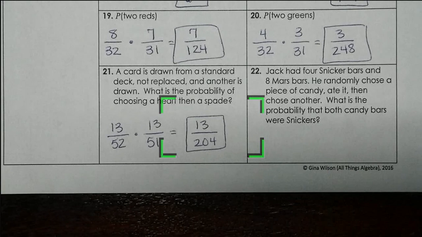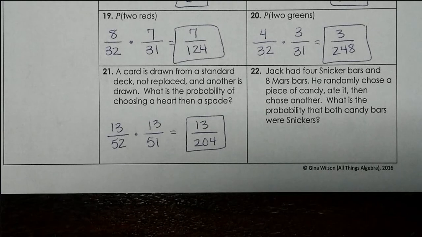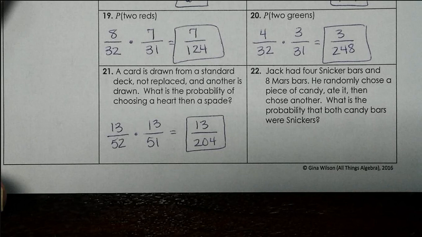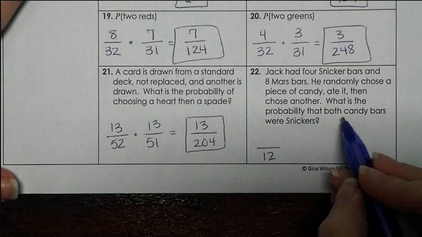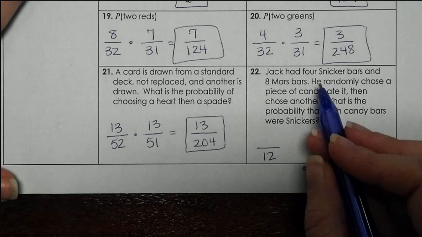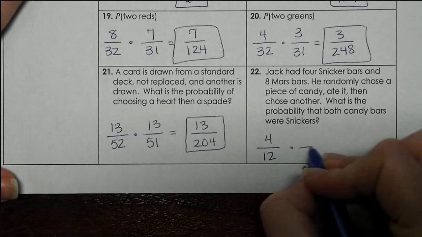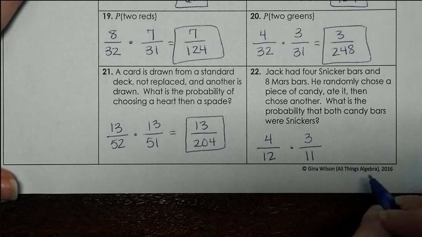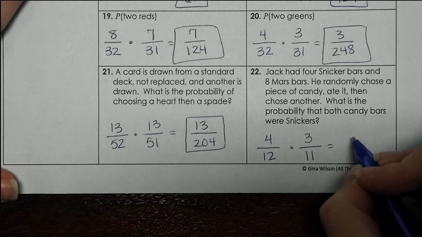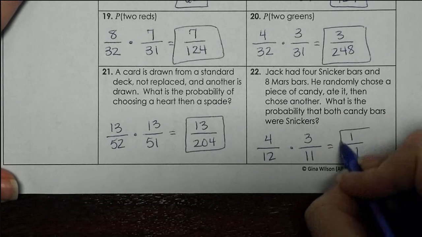Okay, last one. So Jack had 4 Snickers bars and 8 Mars bars. He randomly chooses a piece of candy, eats it, and then chooses another. What is the probability that both candy bars were Snickers? So total candy bars, 4 plus 8, we've got 12. Both candy bars were Snickers, so we've got 4 Snickers to choose from at first. But now we ate one, so we only have 11, and we only have 3 Snickers bars left. So if I multiply those, I end up with 1 over 11 once I reduce.